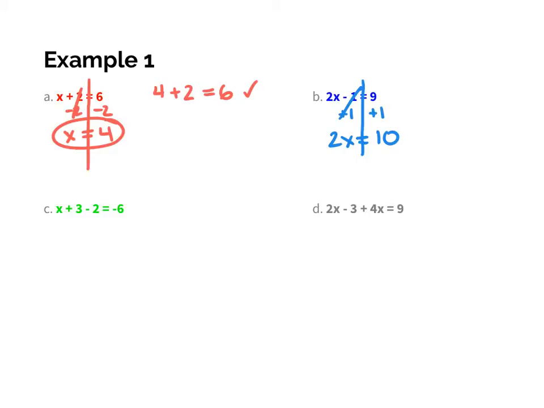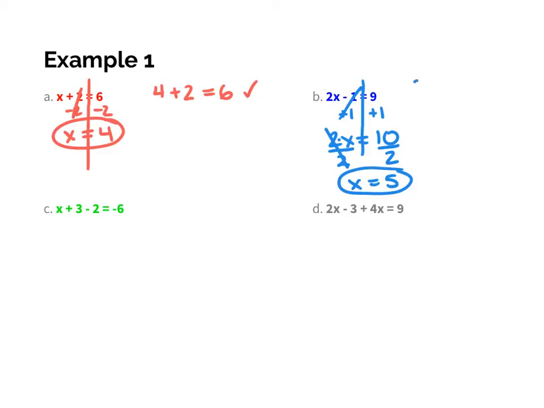Now lastly, 2x equals 10. To solve for x, again, I want to do the inverse. So I'm going to show this in fraction form. When I see 2x, that technically means multiplication. So the opposite of multiplication is division, which means I'm also going to divide that side by 2. And that's going to give me x equals 5. And there is my solution.